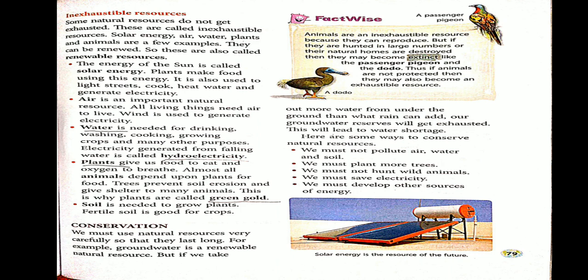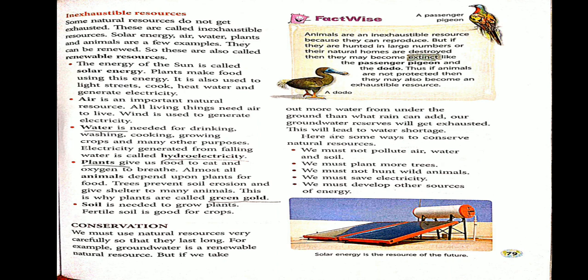Then water is needed for drinking, washing, cooking, growing crops, and many other purposes. Electricity generated from falling water is called hydroelectricity. And plants give us food to eat and oxygen to breathe. Almost all animals depend upon plants for food, and trees prevent soil erosion and give shelter to many animals. This is why plants are called green gold. And soil is needed to grow plants, and fertile soil is good for crops.